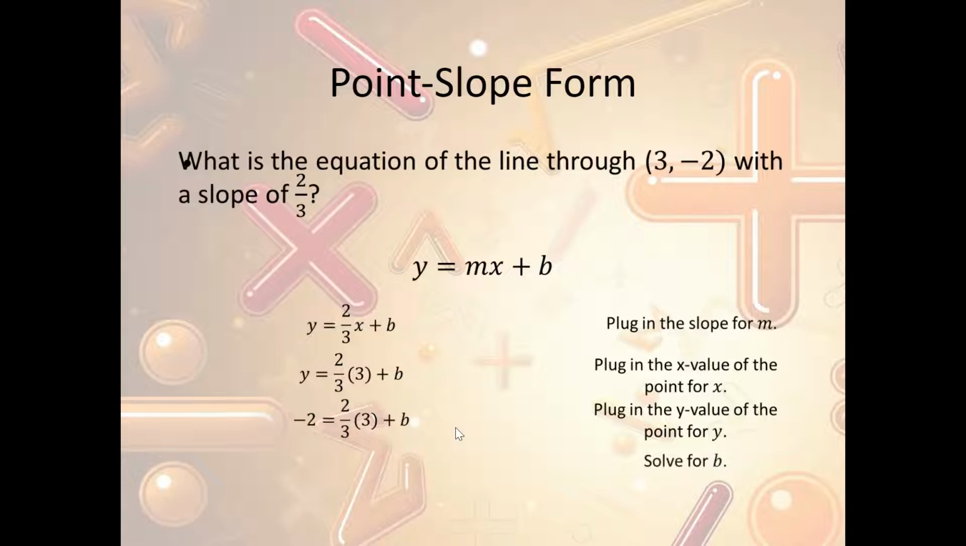Now we can solve for b. 2/3 times 3 is 6/3, which is the same thing as 2. So we got -2 is equal to 2 plus b. Now we just solve by subtracting 2 from both sides, and we're left with b is equal to -2 minus 2, which is -4. So b is -4, and that is the y-intercept. Now we can put that into the equation. So we have y equals 2/3 x, because that was our slope, and b is -4, so that's our equation.